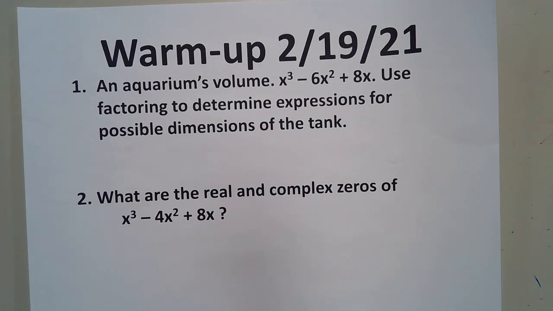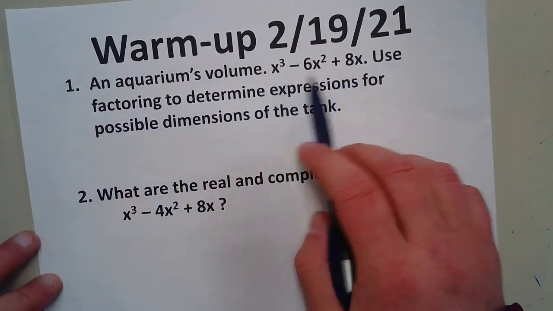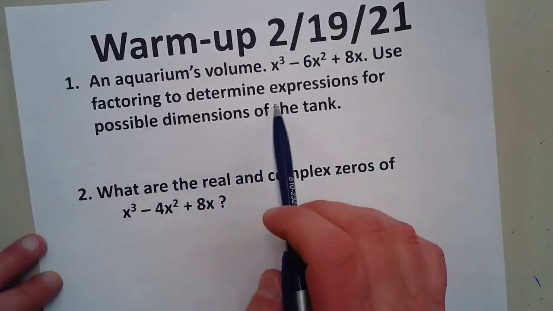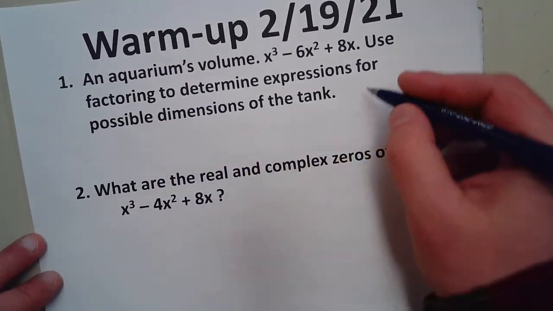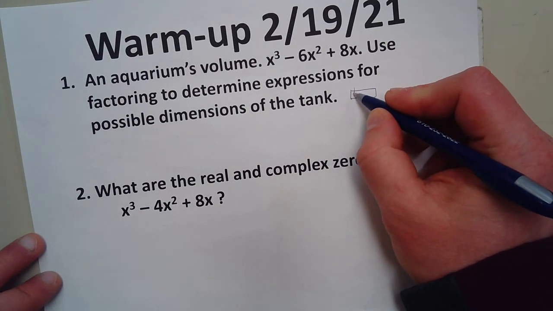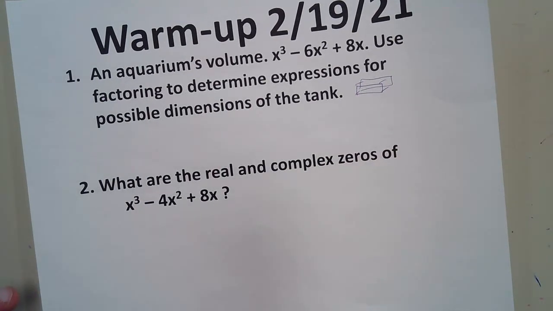All right, a couple more key problems as we're looking into quiz day today. This one says you have an aquarium and this is its volume. Use factoring to determine possible expressions for the dimensions of the tank. For the aquarium, we're expecting your typical rectangular prism type aquarium, one that would look something like that. So it's going to have a length, a width, and a height.